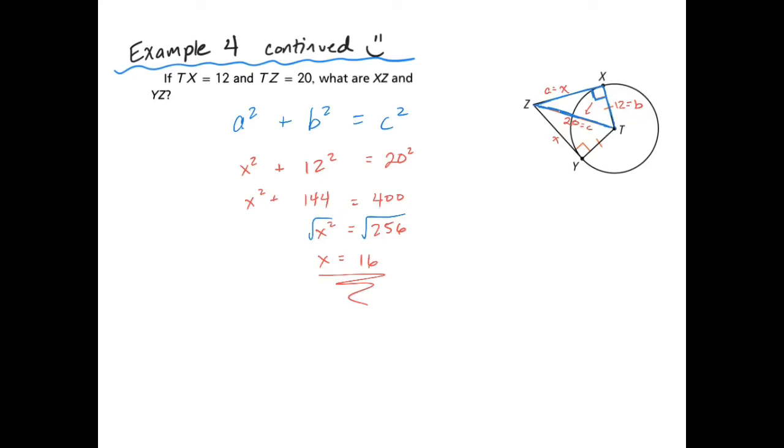So if segment XZ has a length of 16 units, then guess what? Segment ZY also has a length of 16 units because they're tangents and they meet up at a common point. So cool, I hope you learned something. Tangents that meet up at a common point are congruent to each other, and we can use the Pythagorean theorem because of that wonderful right angle that's formed by a tangent line and a radius.